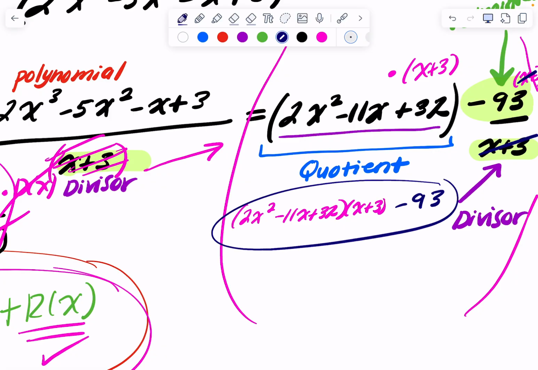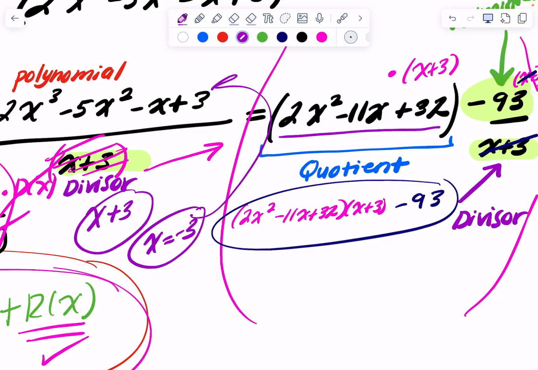Here's why I think they like it in the format. The whole reason we learned synthetic division in the first place is we're trying to test if things are solutions. Like is right here x plus 3. If this is a factor, then -3 must be a solution. True, everyone? Now we know since there was a remainder of -93 that -3 wouldn't be a solution. If this truly was a solution, your remainder would be 0. It would divide perfectly with a remainder of 0.